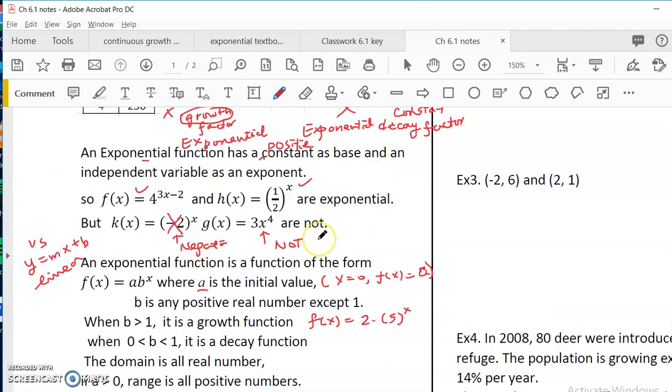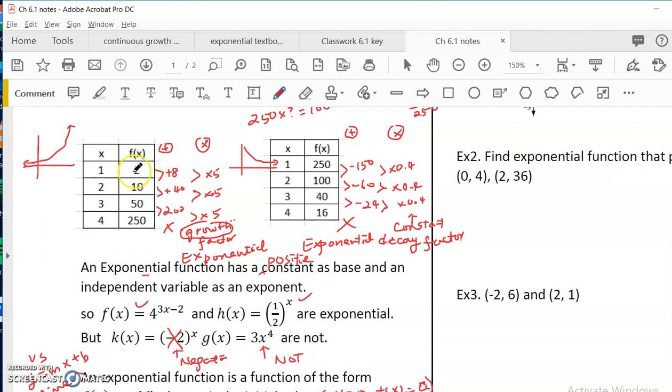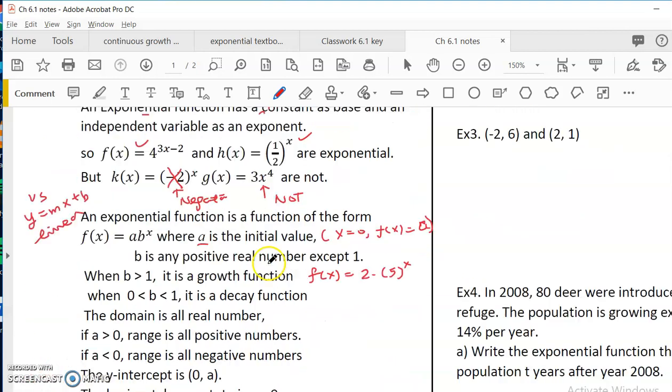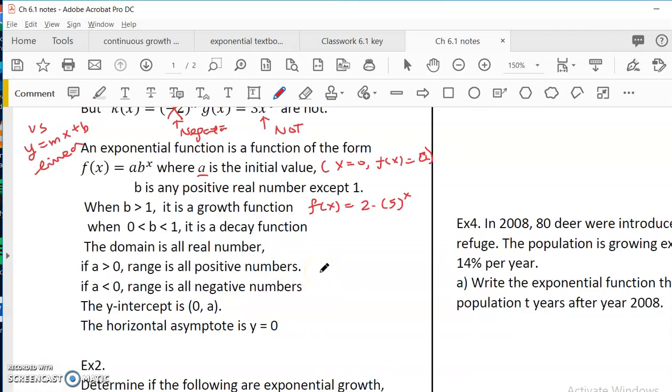So this would model this. Good. Oh no, 2 is not the initial, 0 is the initial. So that doesn't model it. But in case you have a function like this, when x is 0, you have 2. And when x is 1, you have 2 times 5. Another function would be, we can say, 100 times 0.4 to the x. So this would be a decay function. In the beginning, it is 100, and then it decreases by a factor of 0.4 every time.